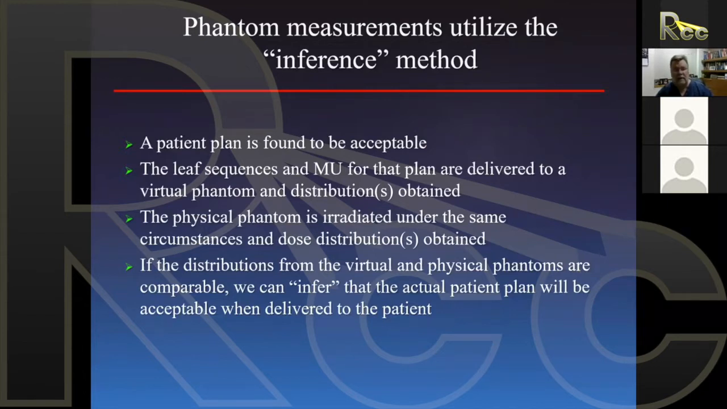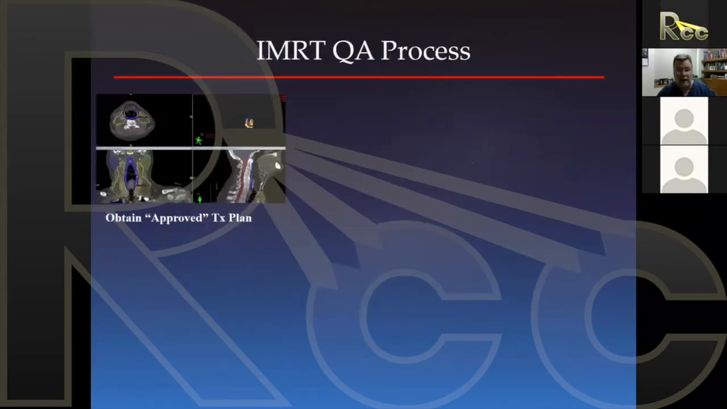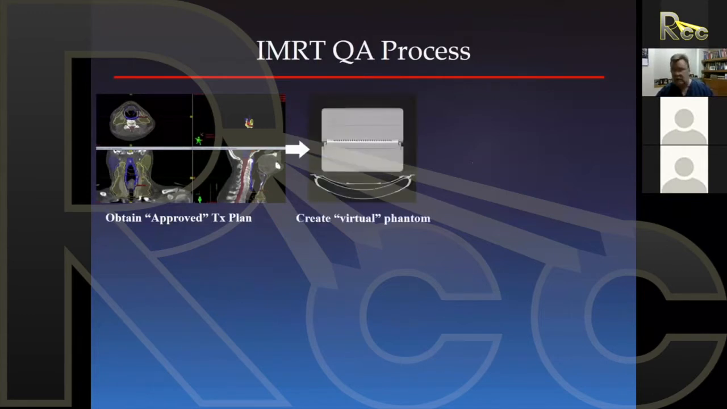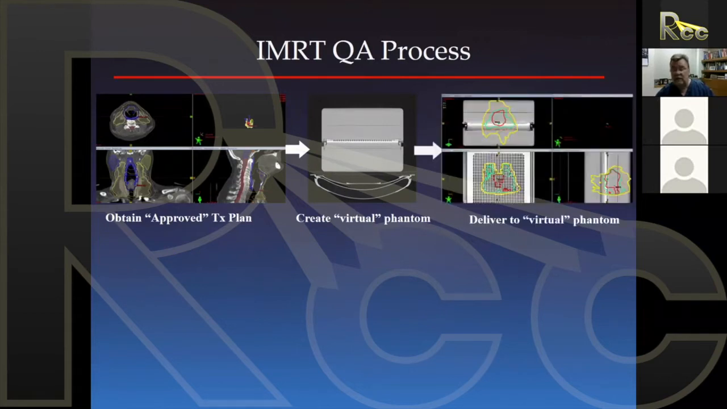Here are some images. If we take the approved plan for the patient, as you can see here, the axial, coronal and sagittal distribution, and we create a virtual phantom. In this case, this is just a solid water phantom with an ion chamber array embedded. And we deliver the dose for the patient to that virtual phantom within the TPS.